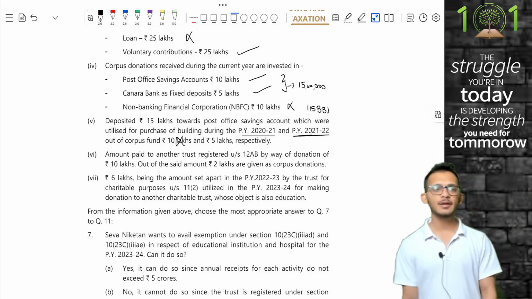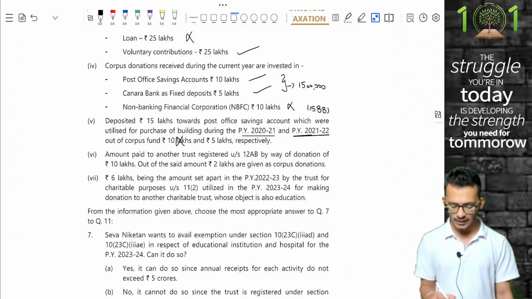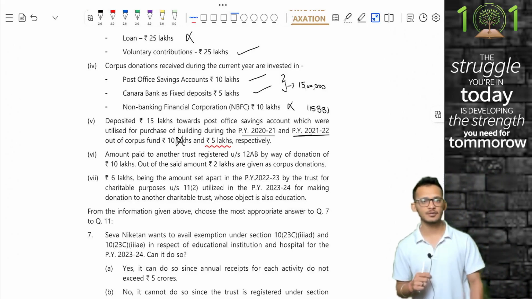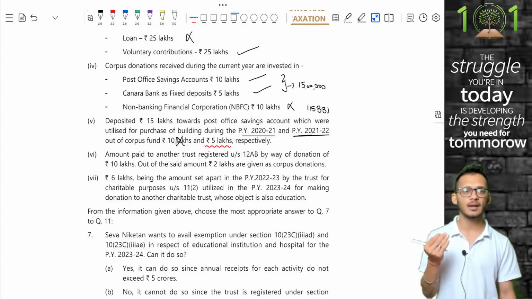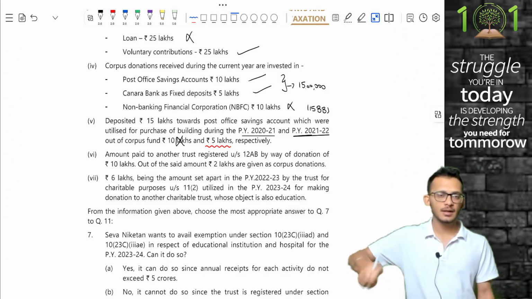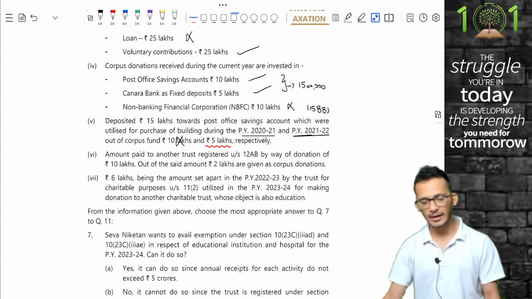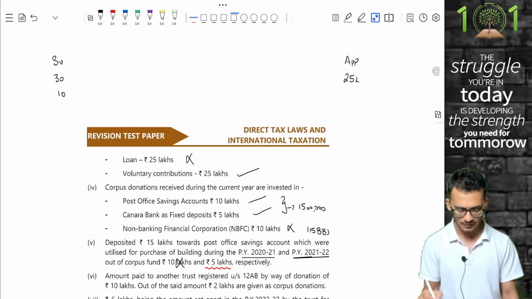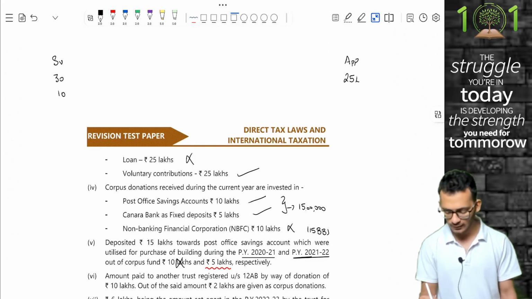The only number which I can claim as application in the current year is the 5 lakh rupees. Why am I doing it, Rahul? Because very simple, in 21-22, when you had taken a corpus donation and you had put it in building, you would have not got the application. But today, since you have taken a taxable income and put it in a 11.5 mode, you will now get an application of the 5 lakh rupees. So I'm going to add this application of 5 lakh rupees to my 25 lakhs.